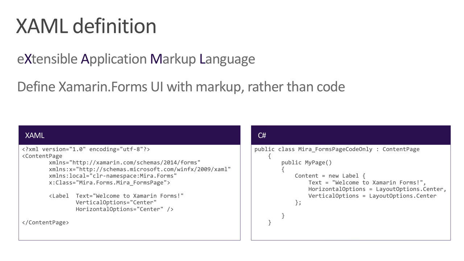So what you see on the left here is a content page expressed in XAML with a label inside of it, and that's all it is. On the right is the C# representation of exactly the same thing. What I want to demonstrate here is that this is the same thing. When it gets compiled, when it gets run, it's the same thing. So whether you use XAML or express your UI in C#, you are getting the same thing. It's really up to you what your preference is.